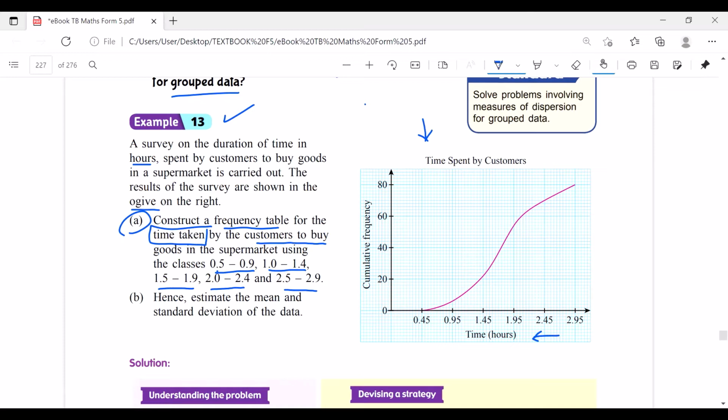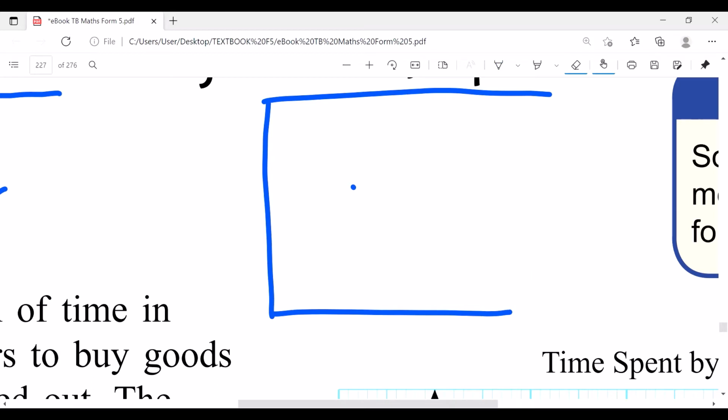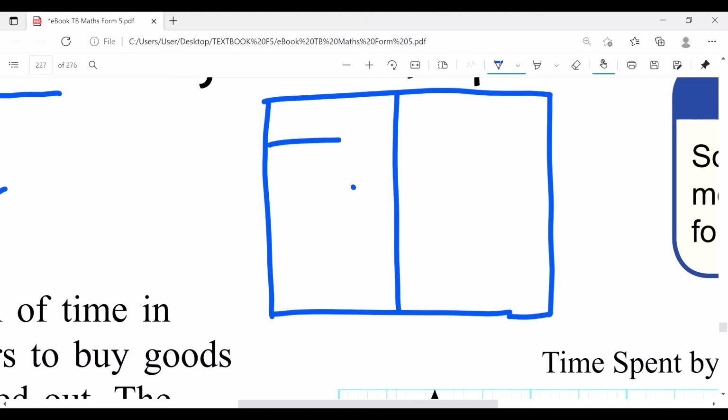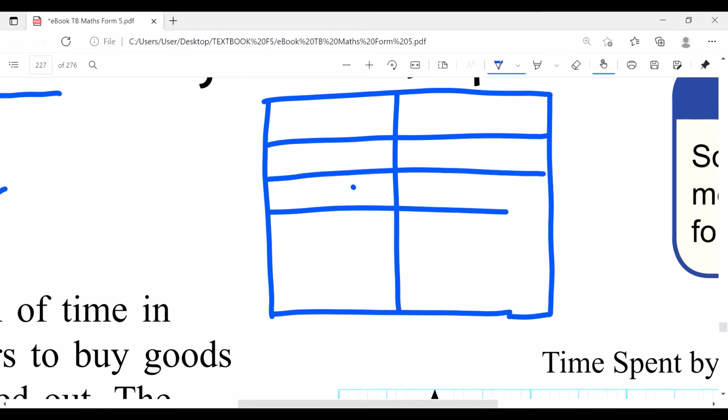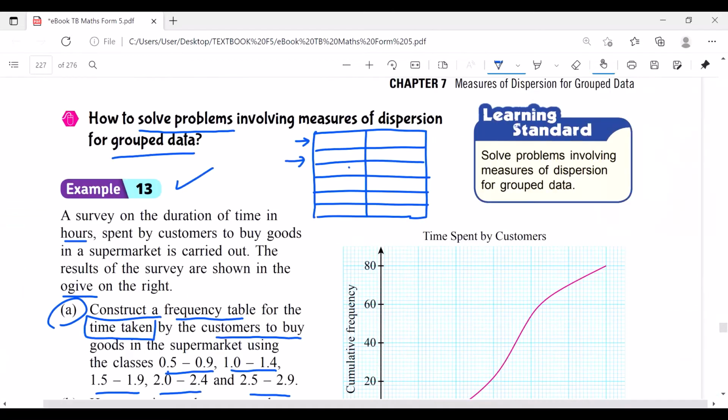Okay, if you still remember how to make a frequency table, you need to have a table with 2 columns. And because you have 5 classes just now, you'll make 5 rows here, plus the heading, so it will be 6. So you give titles. This one is the classes. I think classes should not be a problem because you just write back the classes.